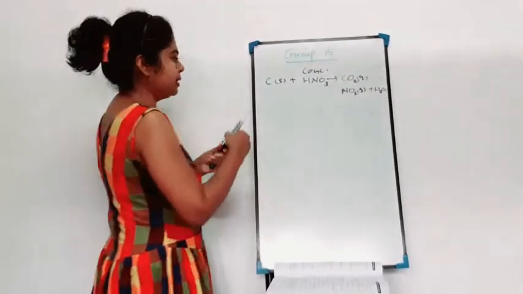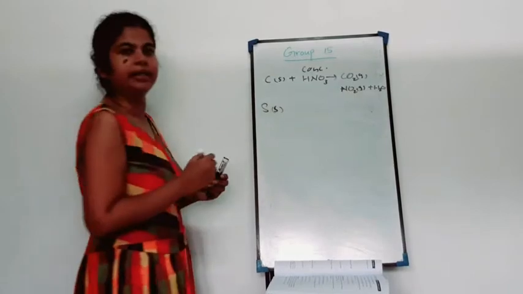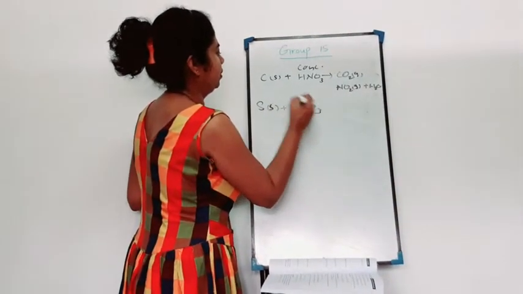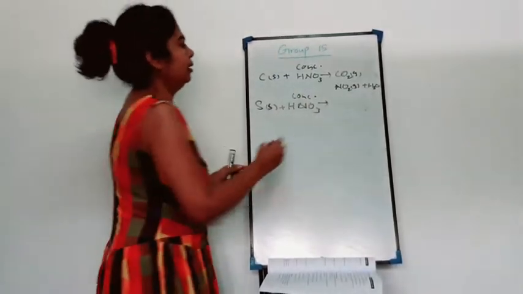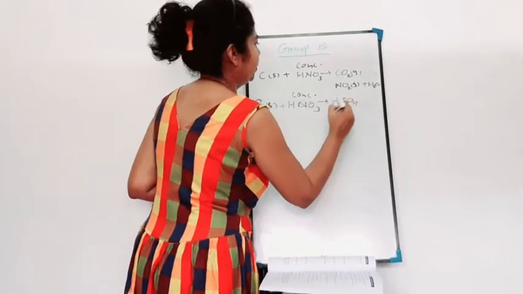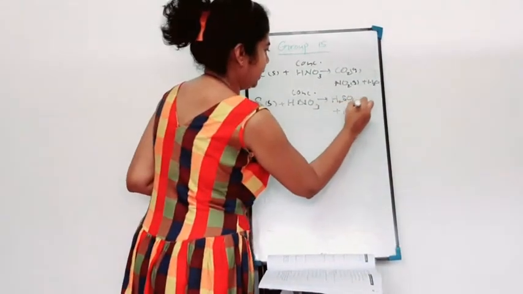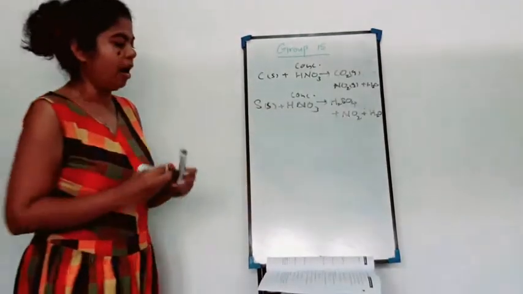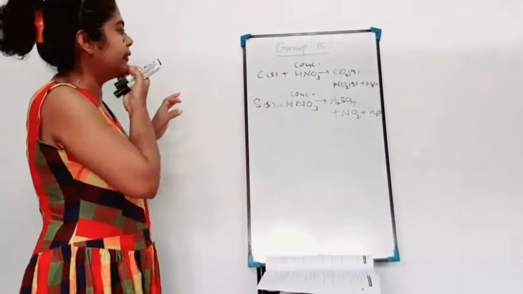Okay. Then similarly, the reaction with sulfur solid, conc HNO3. Right. Now you can guess. In this case, it goes to H2SO4. Right? H2SO4, nitrogen dioxide and H2O. Right. How do you memorize this? Okay. You can memorize it.